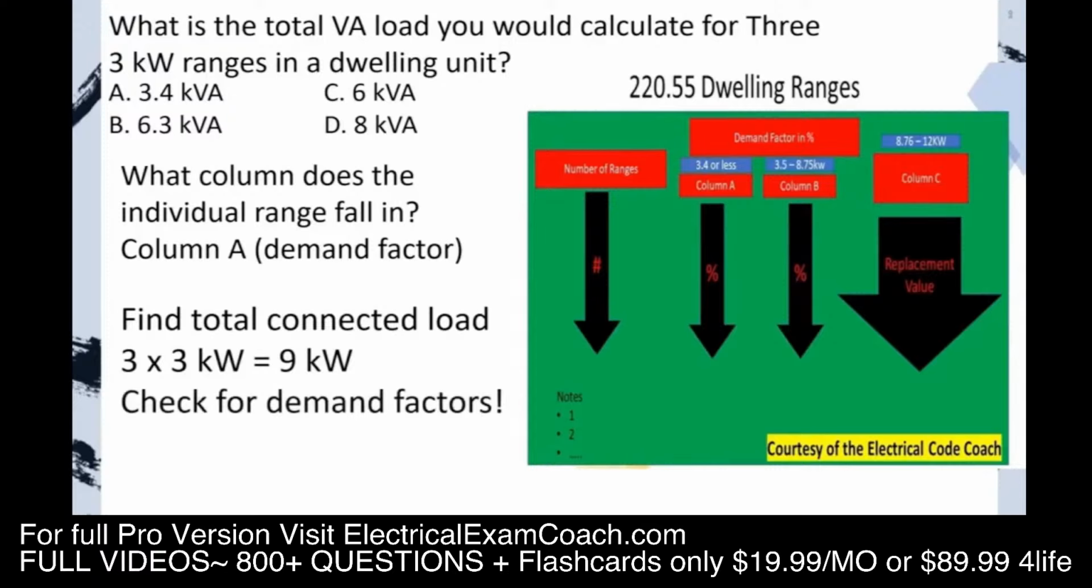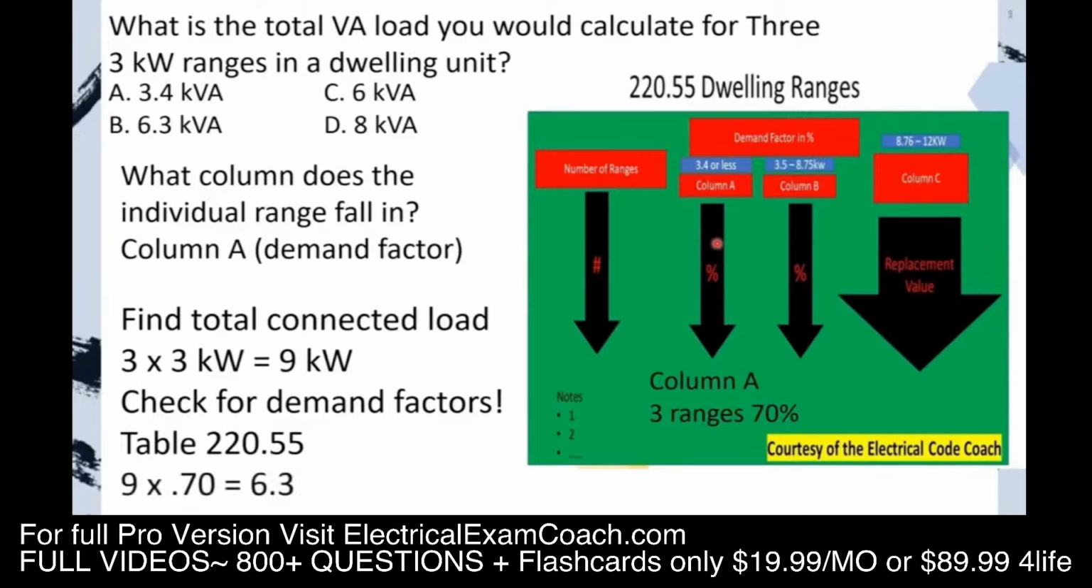Now we check for demand factors. We're going to start on our left-hand side of the table. We're going to find our number of ranges. Then we're going to come over and find our demand factor. And we find that the demand factor for 3 ranges in column A is 70%. Now, all we have to do is multiply. We take our 9 kW multiplied by our demand factor. That gives us our new reduced load, and we're going to select B.